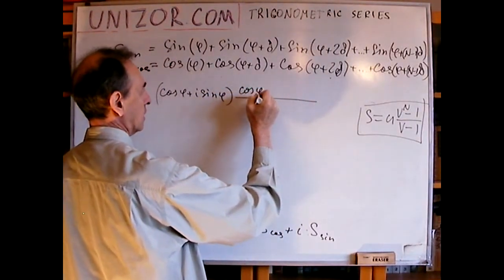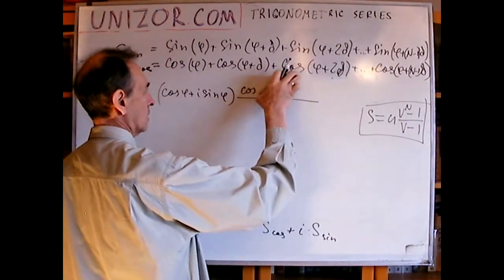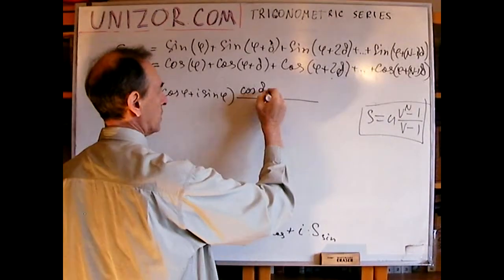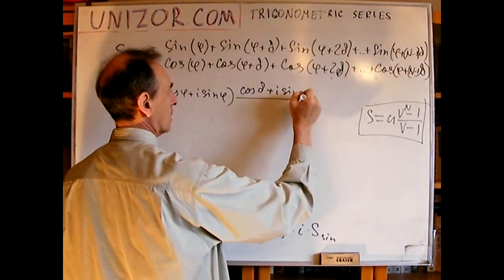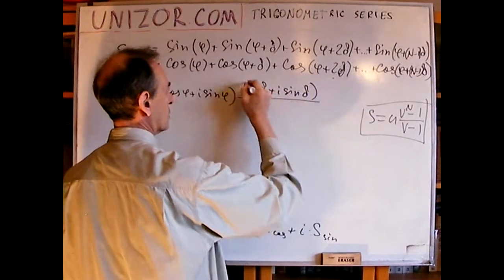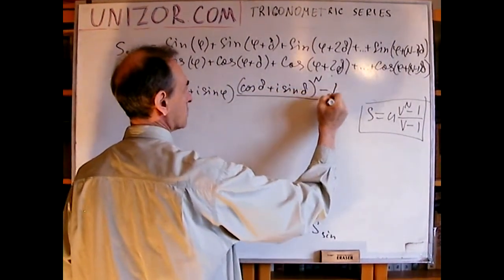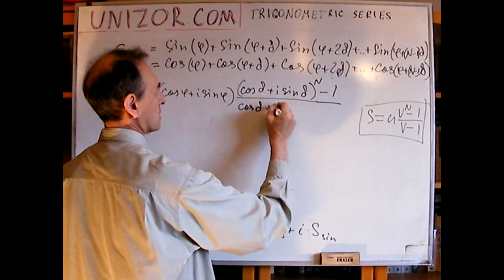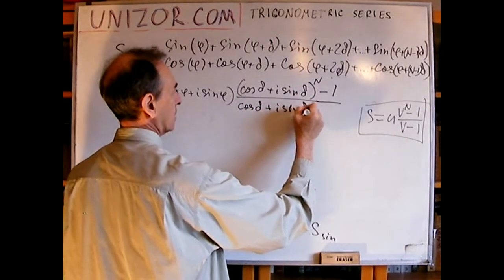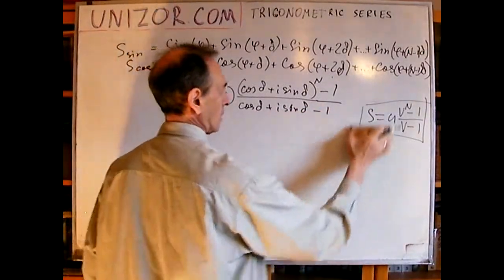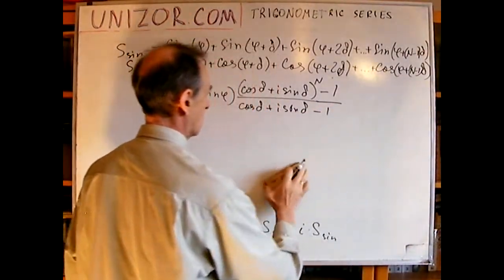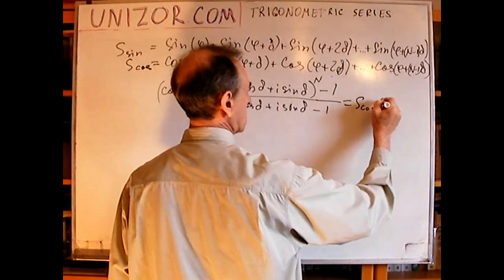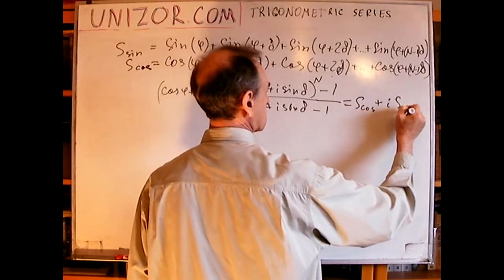Cosine phi delta, that's v, plus i sine delta to the power of n minus 1, divided by cosine delta plus i sine delta minus 1. That's how we use this formula. And this is, as I was just saying, s cosine plus i s sine.